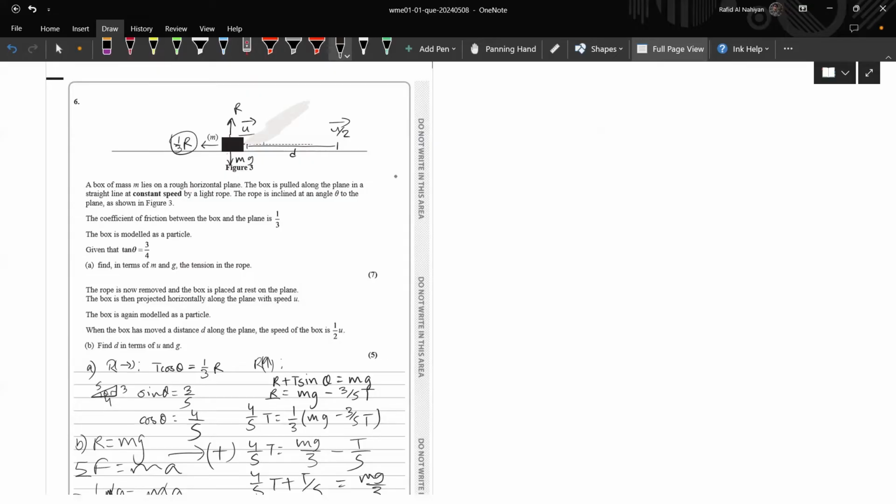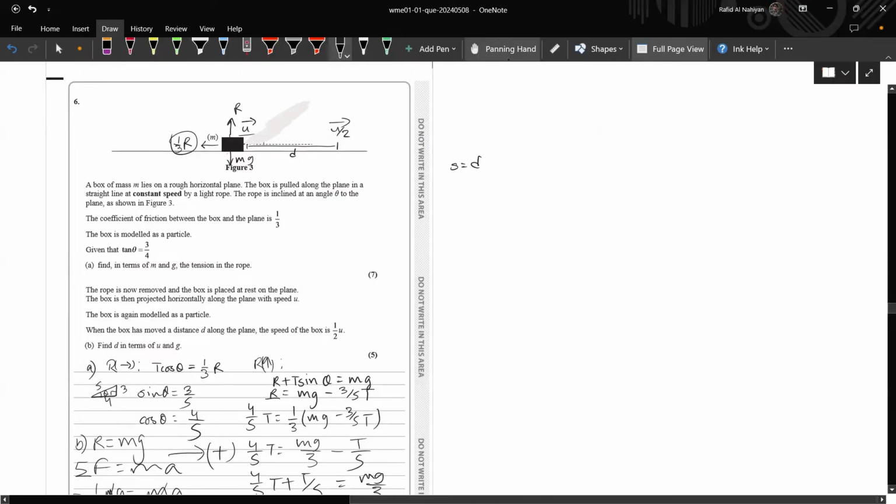Acceleration is minus g/3, and I know the initial velocity and the final velocity, and I know the distance. So I have to find d in terms of u. So I can actually construct an equation here. I know that s is d, the initial velocity is u, the final velocity is u/2, and the acceleration is minus g/3.